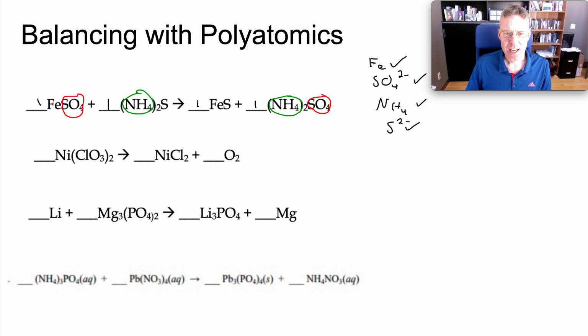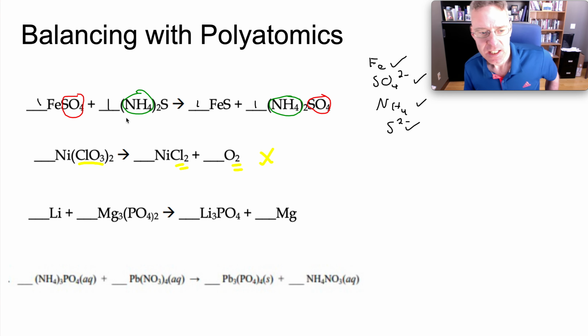When we move on to the next example, we have nickel chlorate. But when we look to the other side, the polyatomic ion is broken up into chlorine and oxygen. So we're not going to be able to apply this strategy to an example like this. You're going to have to balance each atom individually, just like you would have learned balancing with binary ionic compounds or previously with polyatomics.